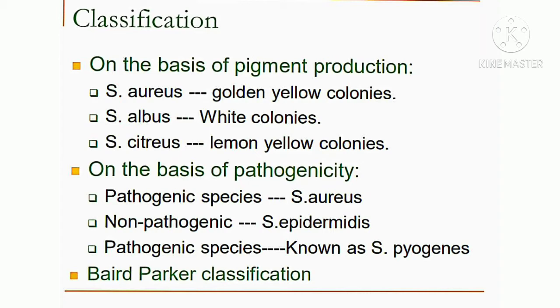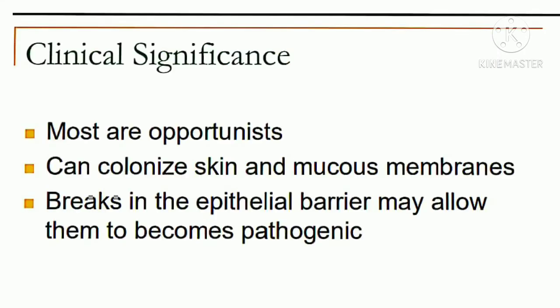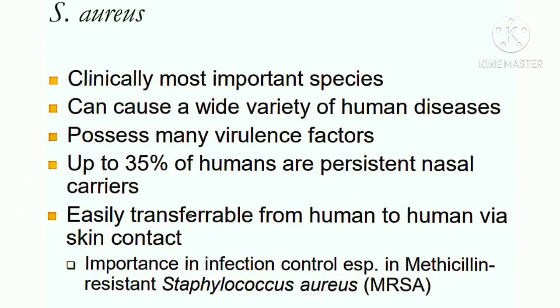This pathogenic species is also known as Staphylococcus pyogenes; these pyrogens affect the hypothalamus and increase the temperature of the body. Mostly these are opportunists, meaning they need some opportunity to show their pathogenicity. They live on the skin and mucous membrane and sometimes break the epithelial barrier to enter into the host and become pathogenic. Staphylococcus aureus.